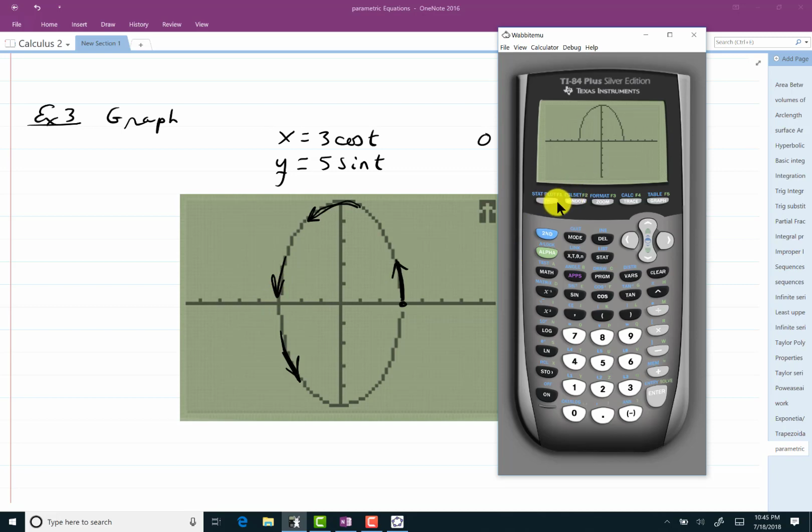And you can adjust this however you want. I don't even have to start at 0 if I don't want to. I can start it at negative, say, pi over 2. And I could end it at, say, pi over 2.